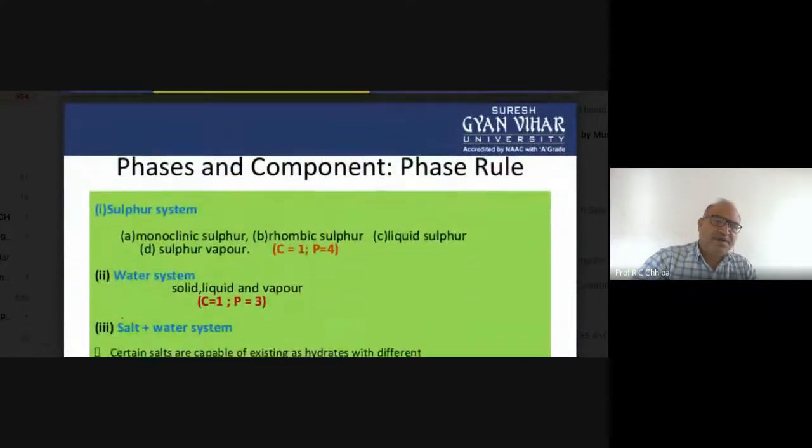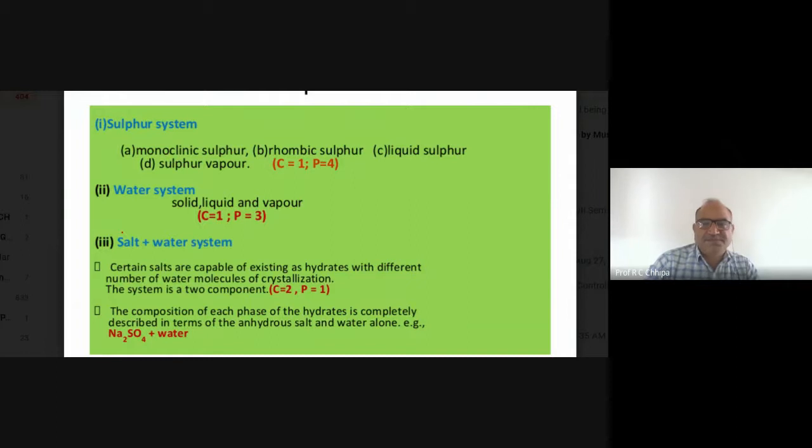Here again we have the sulfur system. What about sulfur? The number of components is one, but in the case of sulfur there are solid, liquid, and gas forms. In the solid, two forms are there: rhombic and monoclinic. So it is very difficult to give the answer for the mathematical formulation in the form of the Gibbs phase rule. There are monoclinic sulfur, rhombic sulfur, liquid sulfur, and vapor sulfur. The number of components is one, but here the number of phases is four. So how can we say that the phase rule is okay?